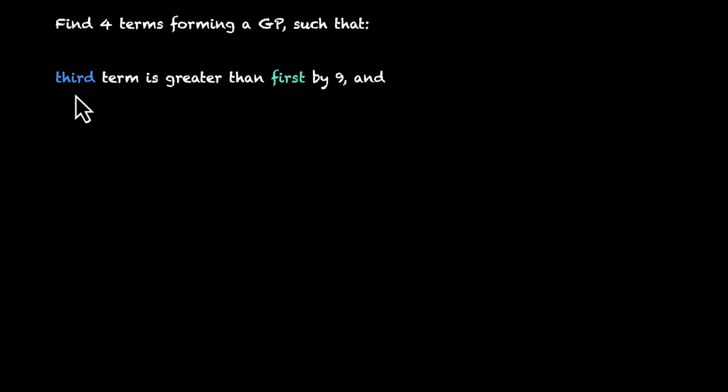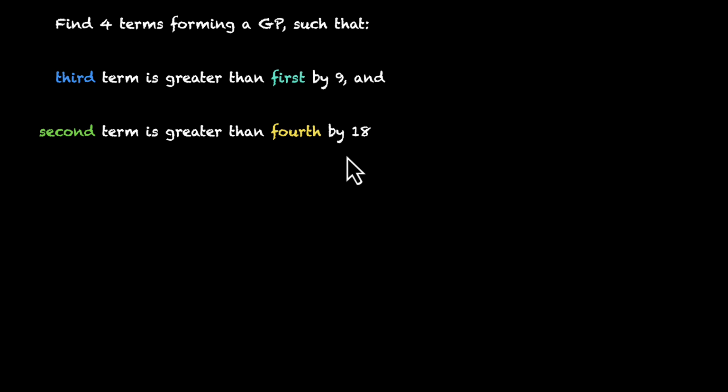Let's look at a fun GP problem. We need to find 4 terms forming a GP such that the third term is greater than the first term by 9 and the second term is greater than the fourth by 18. That's all we know. So pause the video, try this on your own.